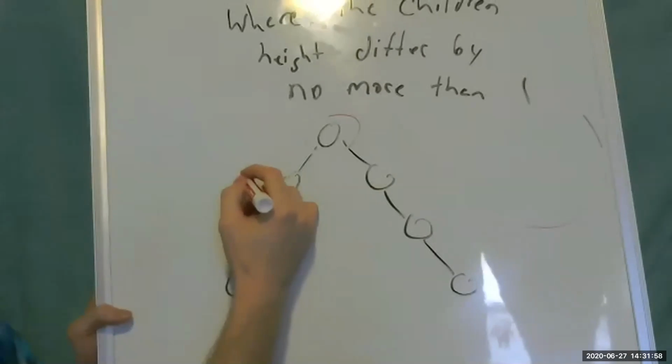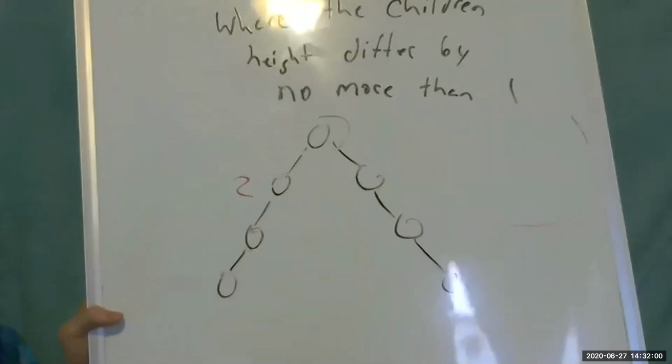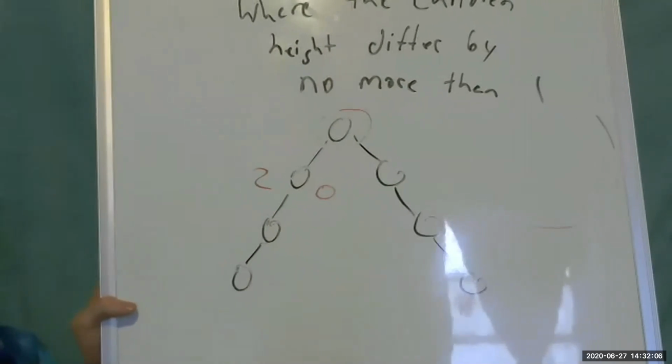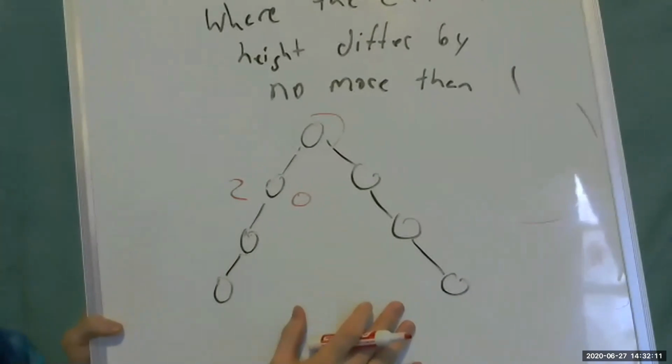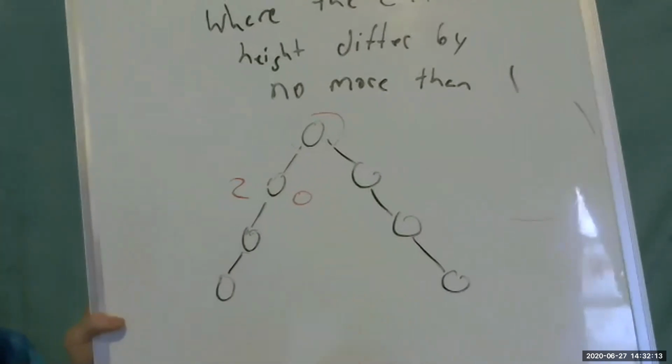Sure, right? We have 1, 2, right? And what's its right? 0. Is that difference more than 1? Yeah, that's right. So this is an unbalanced tree. And she is totally right.